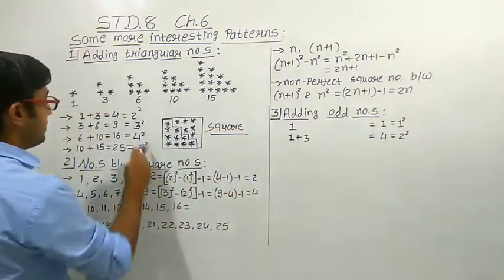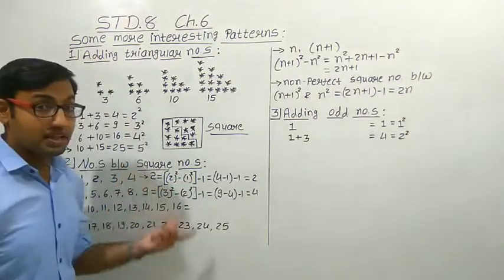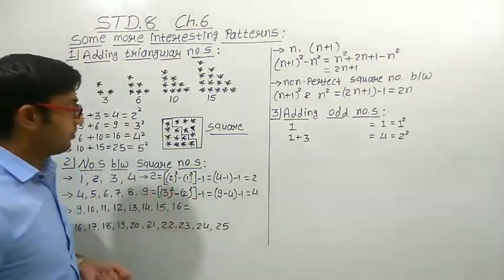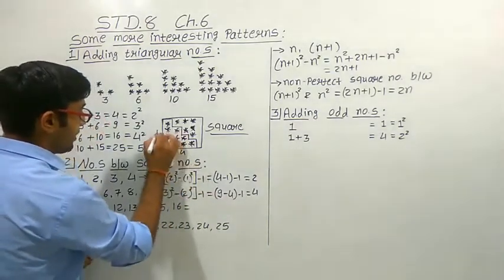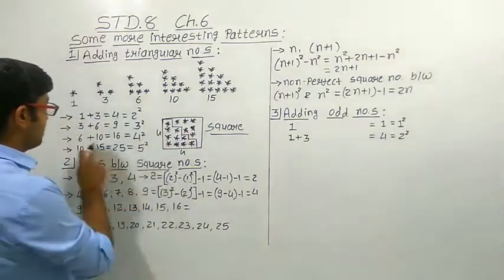and that is why whatever numbers we get here, we get the perfect square numbers, right? See, how many stars are there? 4. And how many stars are there? 4. 4 fours are what? 16.